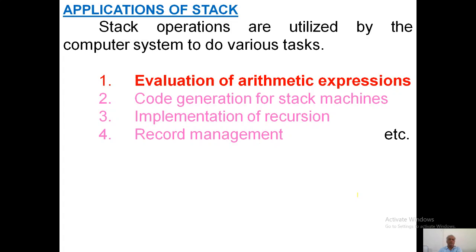Applications of the stack. Stack operations can be used in computer systems for various tasks: evaluation of arithmetic expressions, code generation for stack machines, implementation of recursion, record management. The evaluation of arithmetic expressions is a very important one. In the next video, you are going to learn about the evaluation of arithmetic expressions.